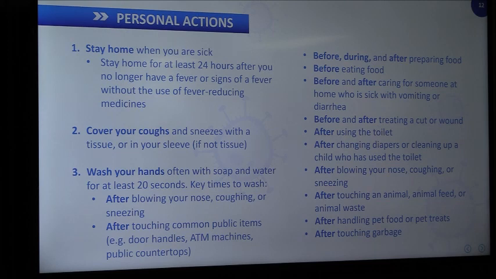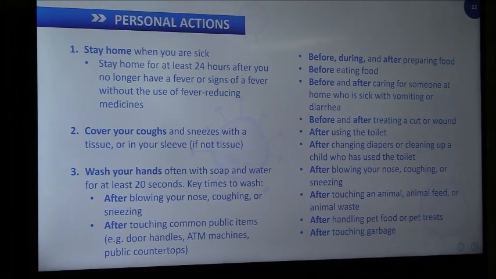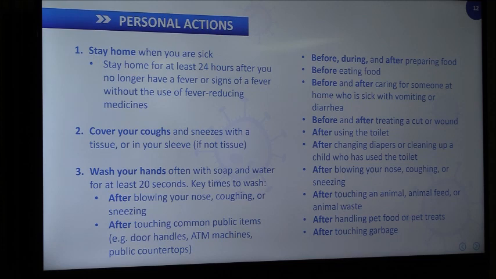Key times to wash: after you blow your nose, cough, or sneeze; after touching common public items, door handles, ATM machines, etc. Before, during, and after preparing food; before eating food; before and after caring for someone who is sick at home with vomiting or diarrhea; before and after treating a cut or wound; after using the toilet; changing diapers or cleaning up a child who has used the toilet; touching an animal feed or animal waste; any handling of pet food or pet treats; and then of course taking out garbage.